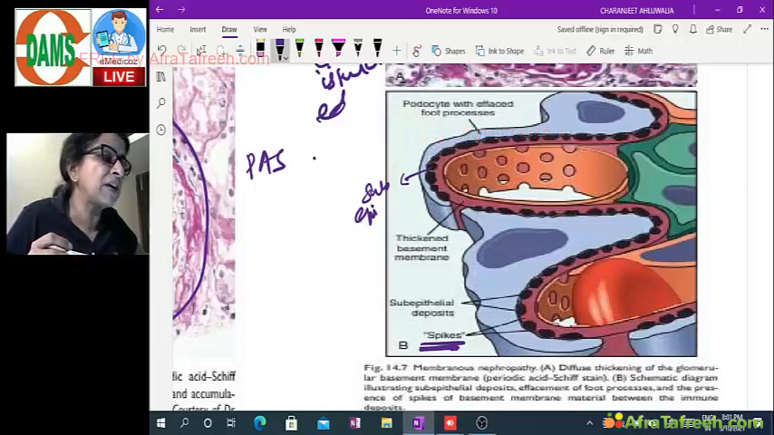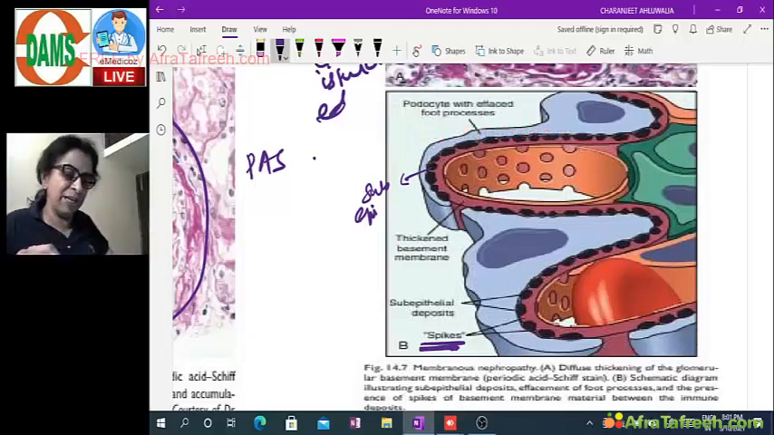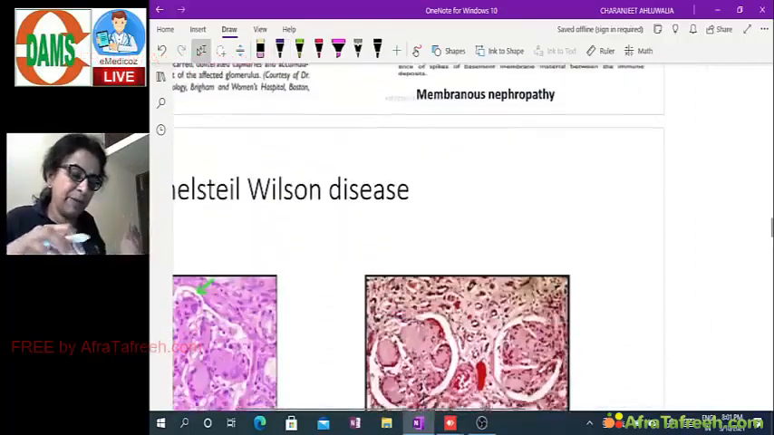Okay, Muskan, I will explain in the end about C3 again. What you have asked me, I'll explain in the end. Okay, so this is membranous glomerulonephritis.